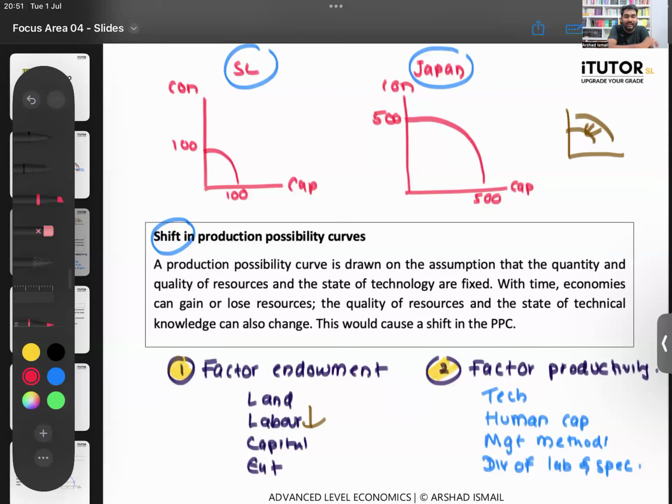How can that affect your PPC? What's happening there? Connect with, see if any of these factors are changing. Human capital, the knowledge, the skills of your workforce are improving. Human capital. So then the PPC will shift to the right. So that's where you have to logically think, right? Now, I'll give you another example.